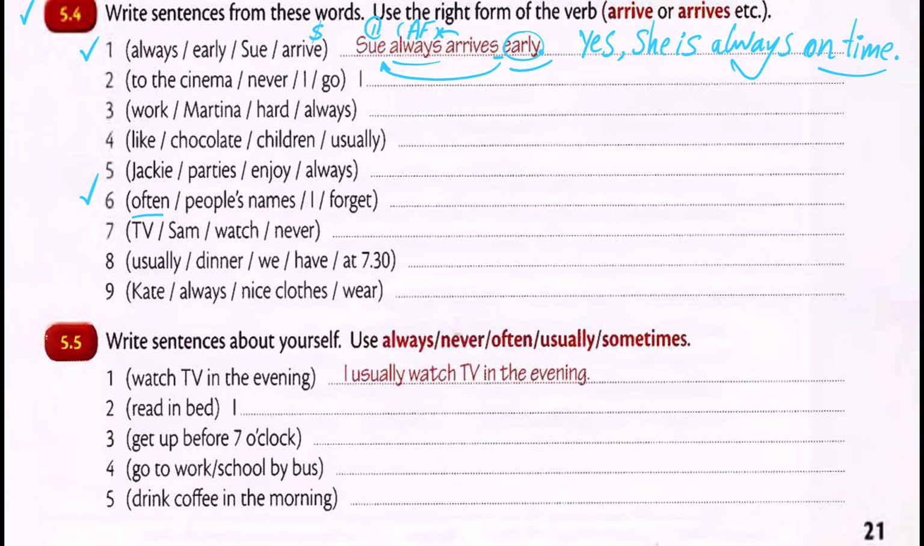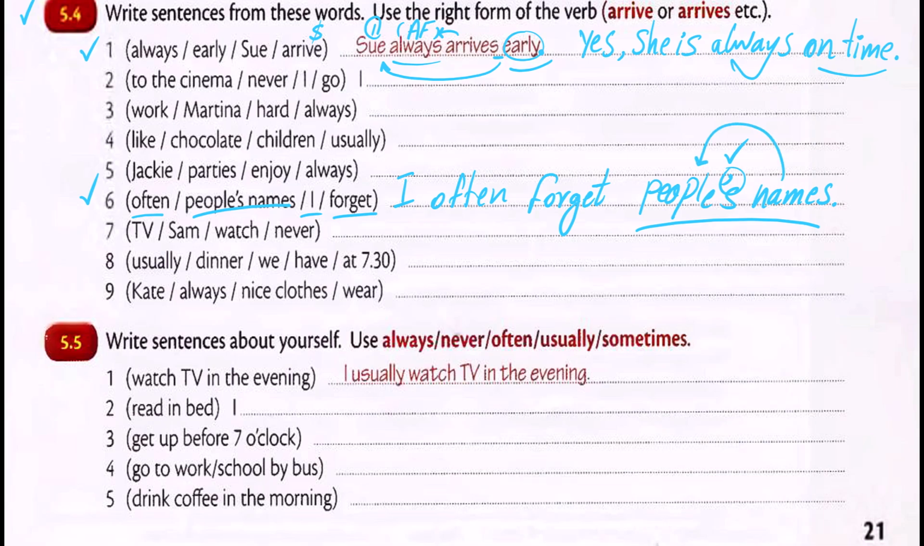Number 6. Often or often. Both of the pronunciations are correct. People's names, I forget. I often forget people's names. We have people's and names. Okay, this is the finishing part of the sentence. We will talk about these two parts. They are very, very important. This is the apostrophe S showing the possessive of the noun to another noun. And this is a plural noun adding S to it because we have people here.